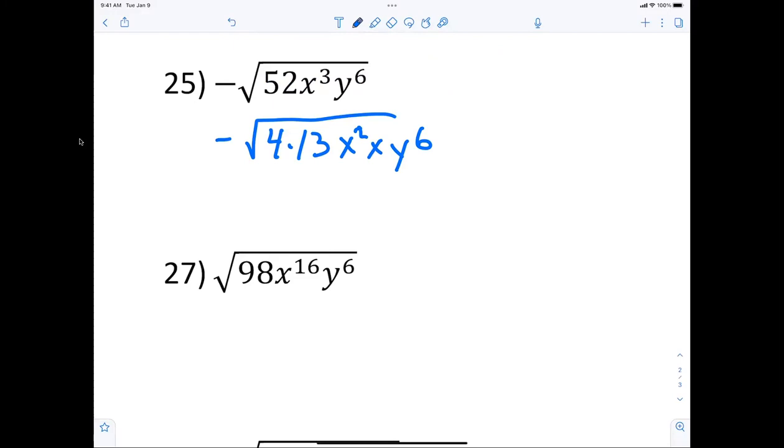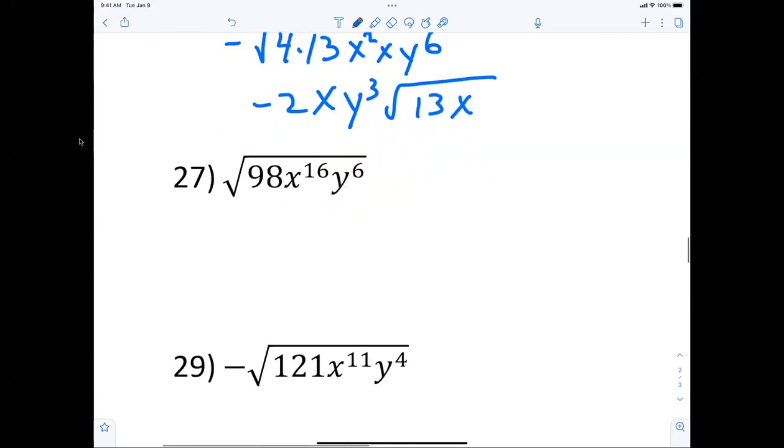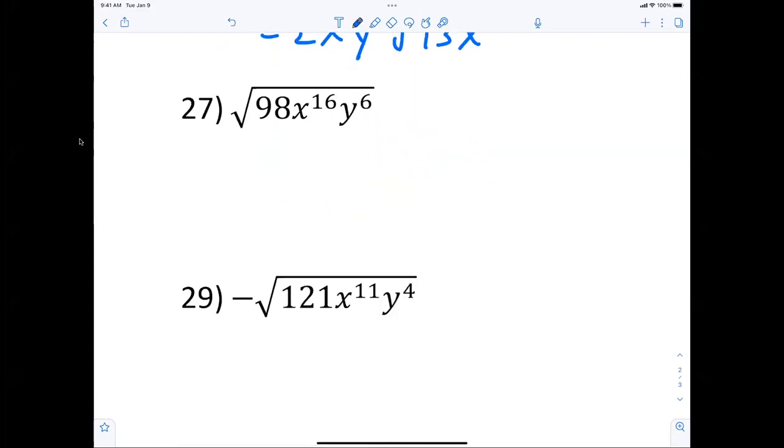Yeah. So what's square root of 4? Negative 2. What's square root of x squared? X. Square root of y to the 6th. And then what's left behind? 13x. Everybody good on this? Yes. Okay. Now 98.